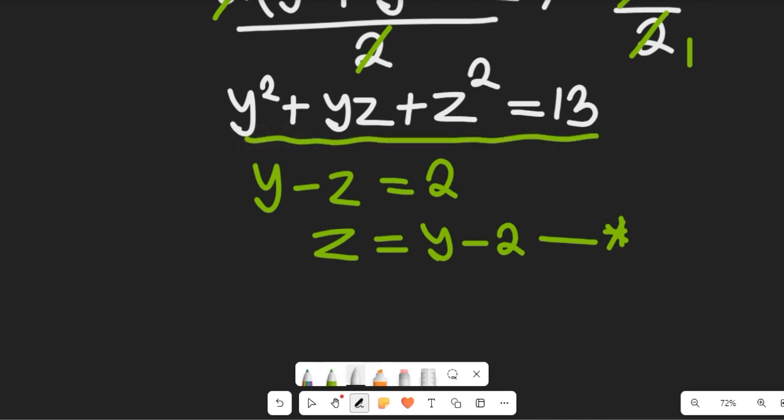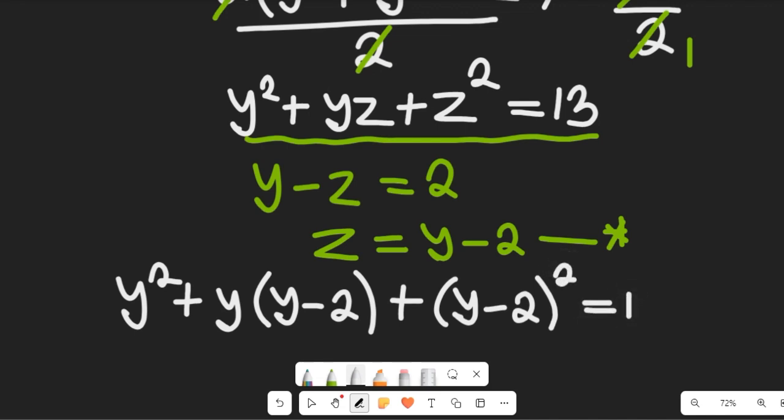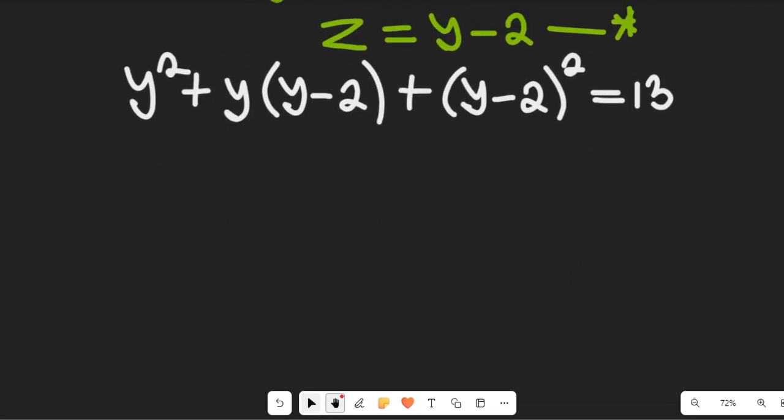And if we do that, we'll have y square plus y multiplied by y minus 2. We are doing this so that we'll have only a y expression, plus we'll have y minus 2 all squared, and this will be equal to 13 from that substitution. So having gotten this, we can now simplify further.